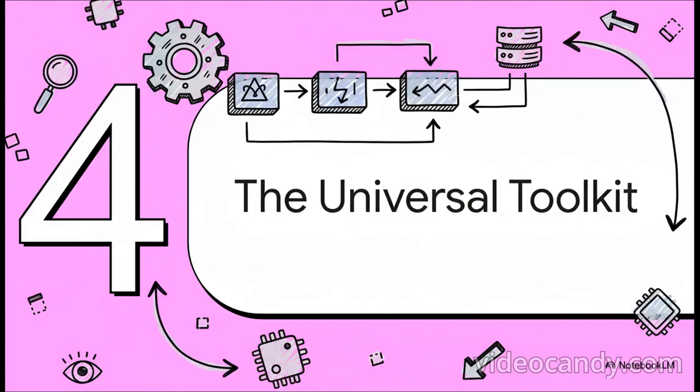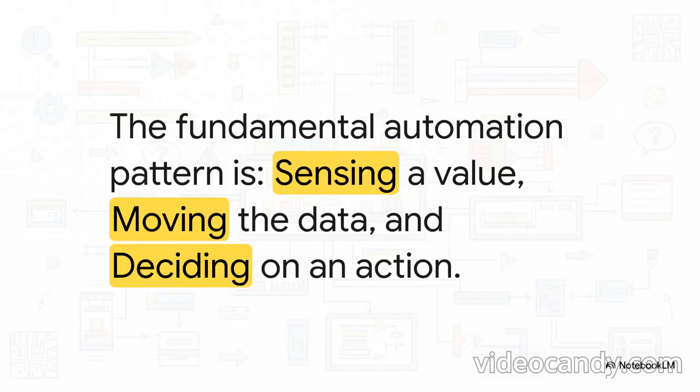Okay, we've seen the pieces: sensing a moment, making a decision, moving data around. Now, let's connect all these building blocks and see the bigger picture, the universal toolkit in action. So when you boil it all down, it all comes back to this one fundamental pattern: sense, move, decide. A sensor's value is captured, that's sensing. Then it's copied with a move instruction, that's moving. And finally, it's used in a comparison, and that's deciding. Sense, move, decide. That's the core loop.